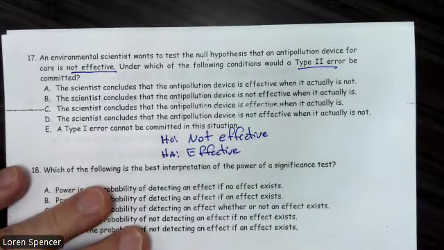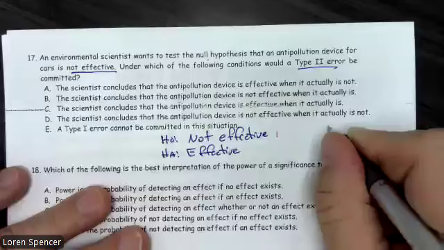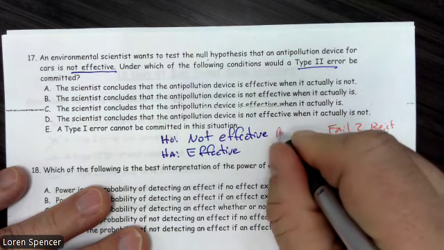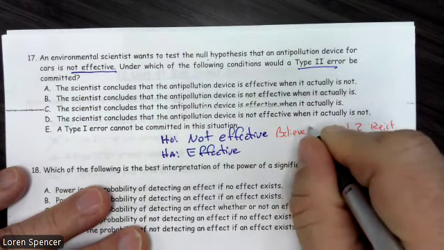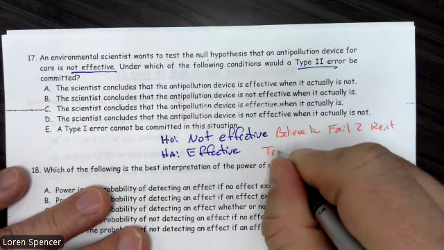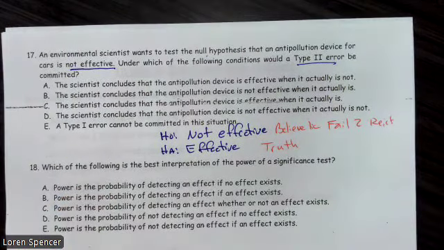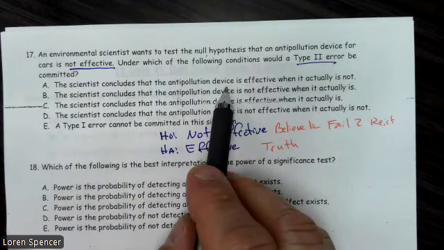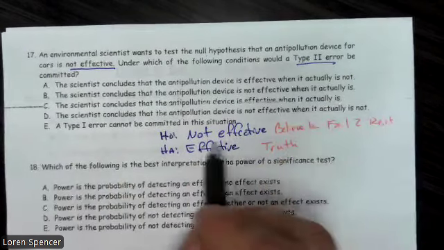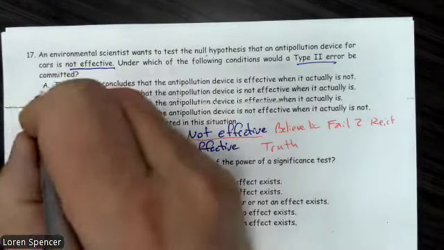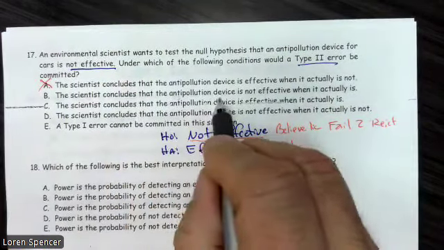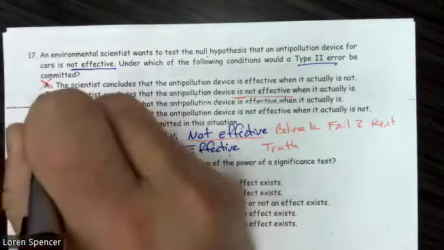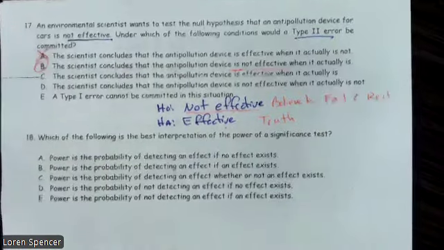So we're looking for a type 2 error. A type 2 error is when we fail to reject. So we believe the lie, and this is the truth. The scientist concludes that the anti-pollution device is effective when it's actually not? No, we believe that it's not effective. The scientist concludes that the device is not effective when the truth is that it is effective. All right, so 17 is B.